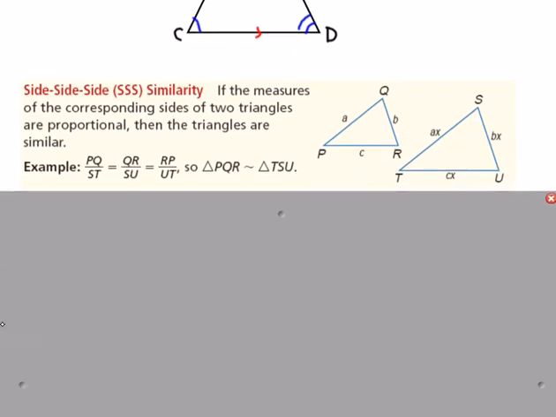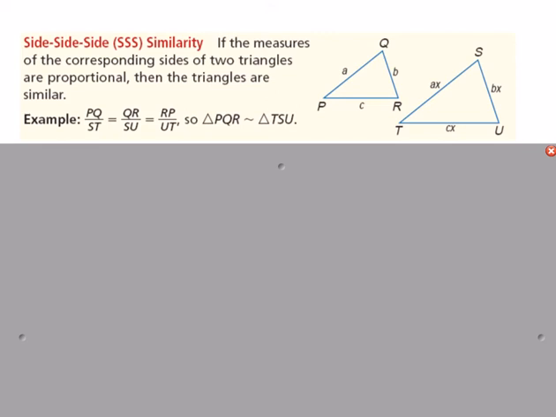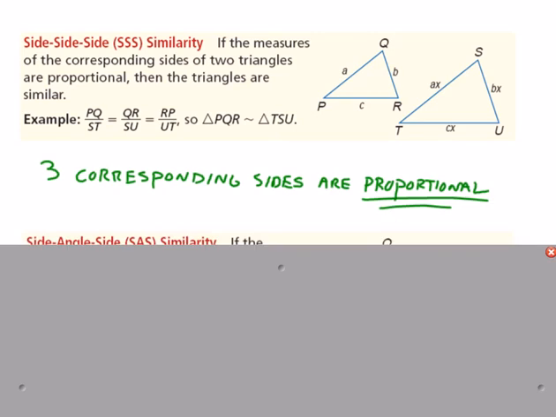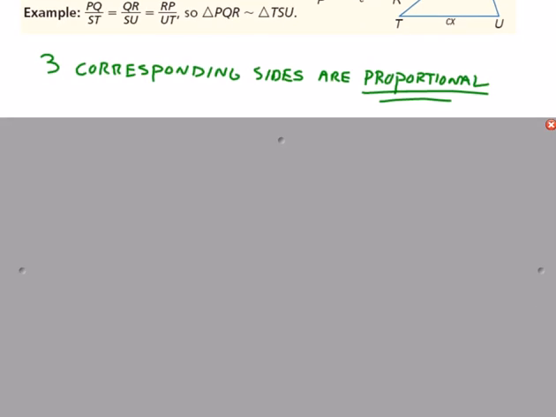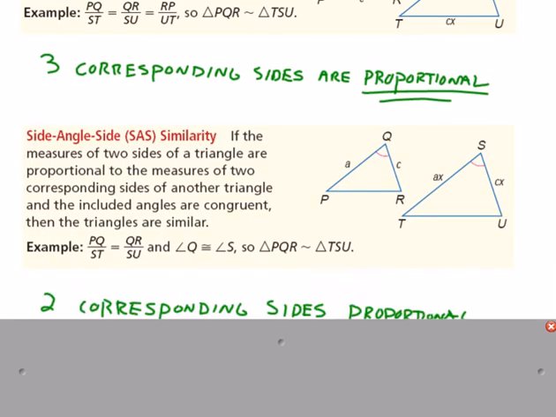Side, side, side. Now don't get this confused with side, side, side congruency. This is side, side, side similarity. With side, side, side congruency, the corresponding sides were congruent, but here the corresponding sides are proportional. So if you were to divide each of the corresponding sides and they abide by the same ratio, then those sides are proportional. You can prove that two triangles are similar by side, side, side proportionality, side, side, side similarity.